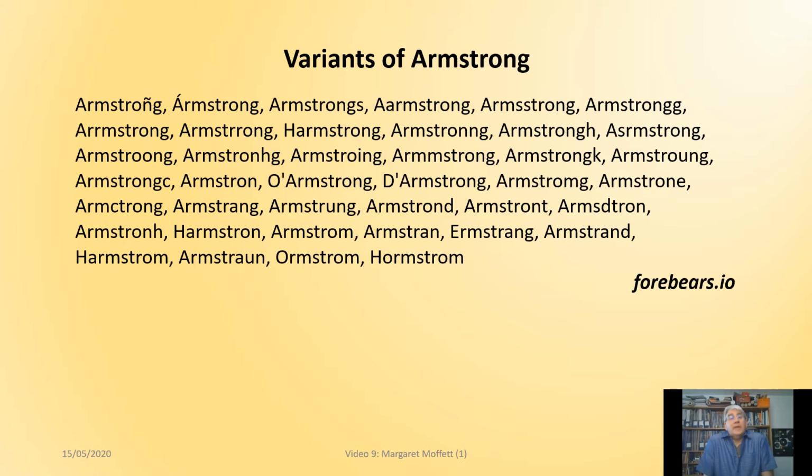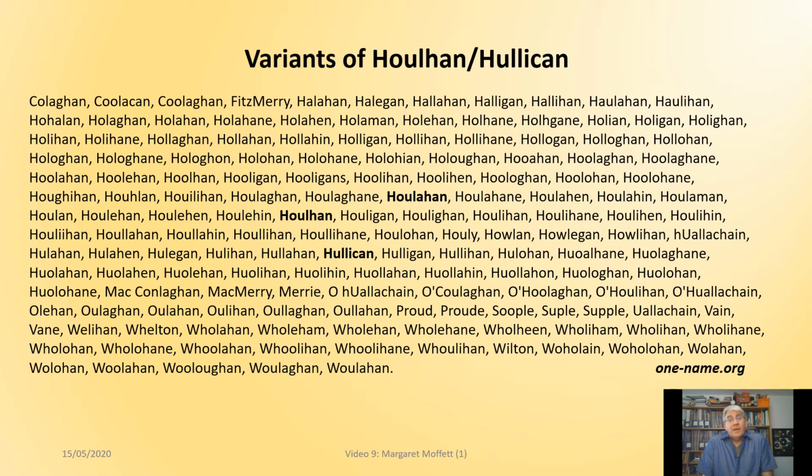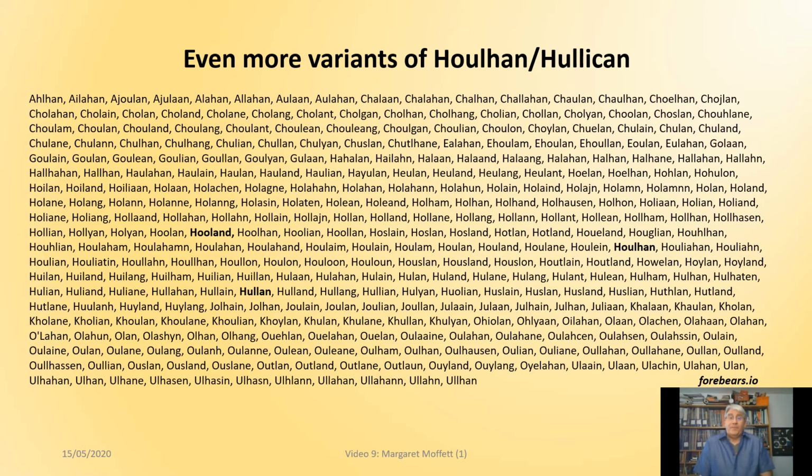According to the forebears.io website, there are about 40 worldwide variants of Armstrong, although all the census search engines seem to cope with the most common ones. However, it transpires that there are a large number of variants for Houghton. On the onename.org website, a search for Houghton lists it as one of 156 variants of the Irish surname Houlihan. However, forebears.io increases this to 325.